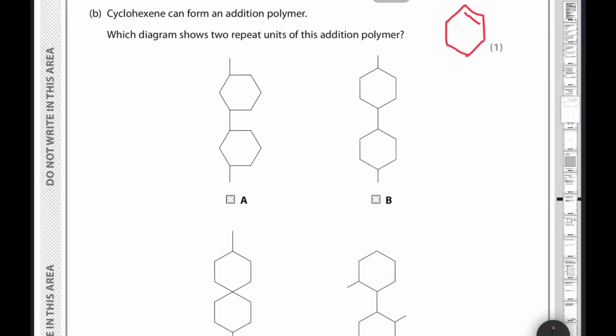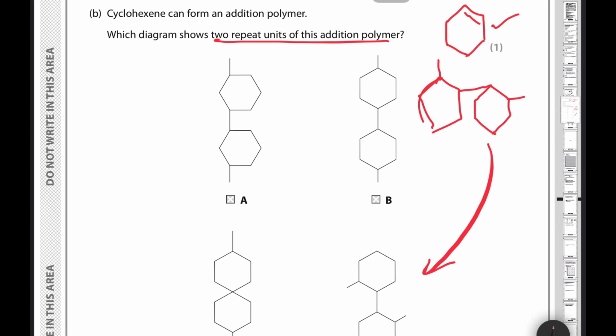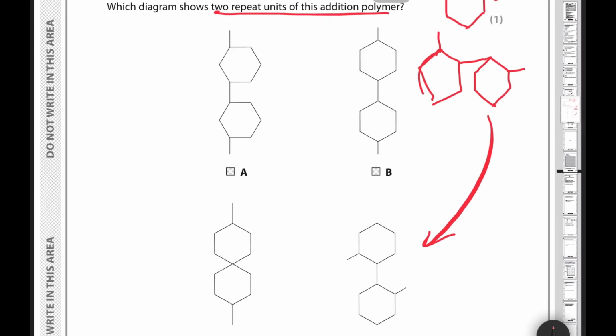Now this question is talking about the 2 repeat units of these addition polymers, right? So this was my compound. I'm going to draw the 2 repeat units of the addition polymer. So this looks like this, and the double bond breaks, opens. It looks something like this. This is going to connect. So this structure basically looks like this structure. So my correct answer will be D.